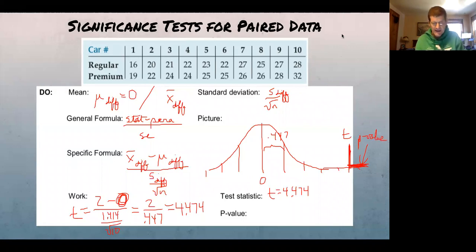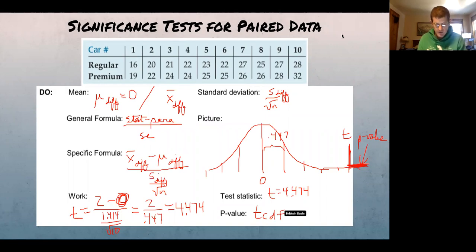So anything that extreme or more will be the p-value. And I'm sure you can all tell there's going to be a very low probability of that happening. This is certainly going to be statistically significant, but let's get the exact number. Our calculation for that is going to be tcdf.